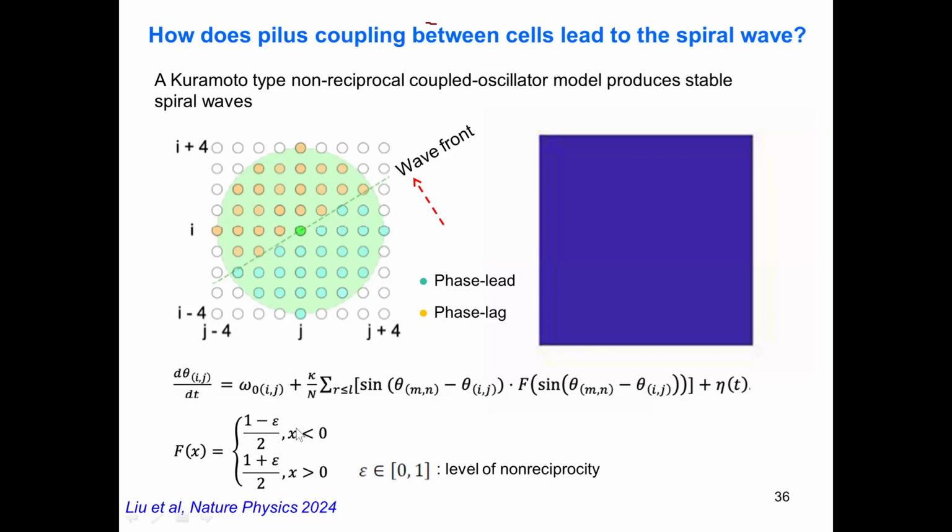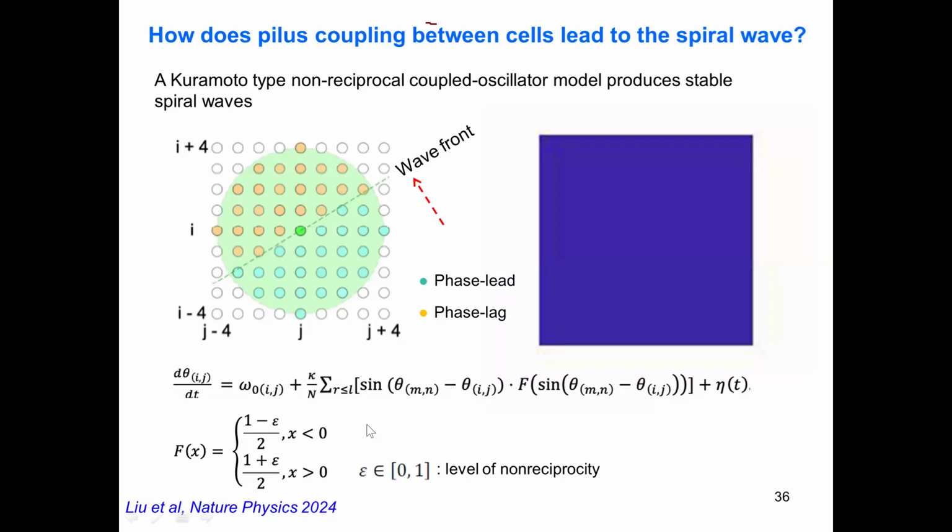The step function depends on the sign of this coupling term. If it's negative, we take a value 1 minus epsilon over 2. If it's positive, we take 1 plus epsilon over 2. So this epsilon ranges from 0 to 1. It's a measure of the level of non-reciprocity.